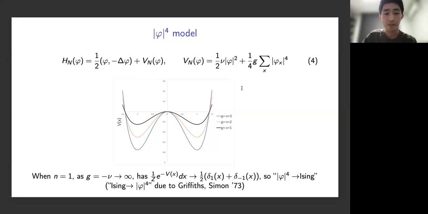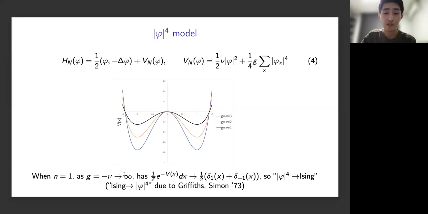And if you consider a specific limit where g is set to minus nu and they tend to infinity, and then the exponential of minus the potential function, when it is scaled appropriately, converges to delta 1 plus delta minus 1. So this makes a constraint for the spin to take only plus 1 or minus 1 value. So in this sense, we can say that the phi-4 model converges to the Ising model.